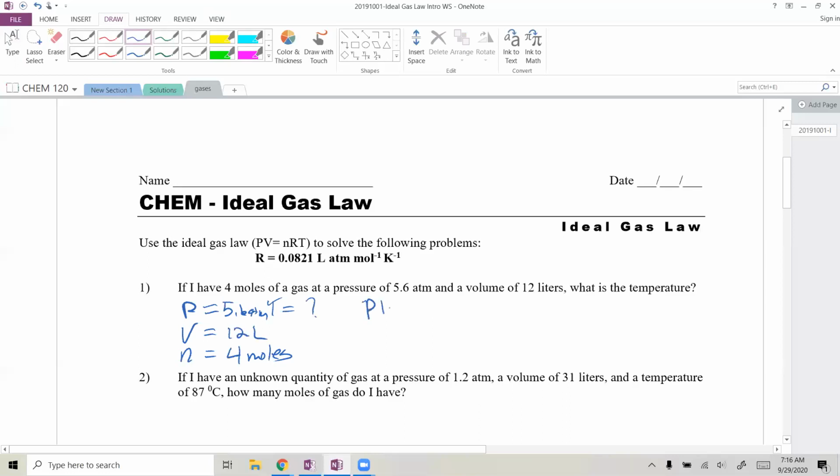So now I want to take my equation, and I want to rearrange it to solve for my T. And now I just need to plug it in. My pressure is 5.6 atmospheres. My volume is 12 liters. My moles is 4. And my R is 0.082. Sometimes you can use the 1. In this case, it'd be fine because we don't need more sig figs. You can also always use the 0.08206.